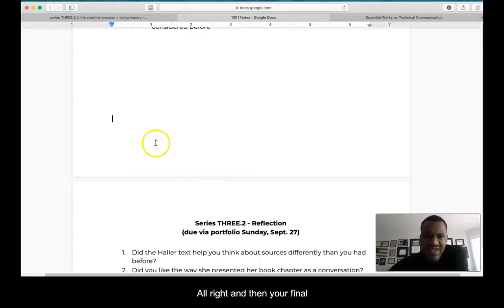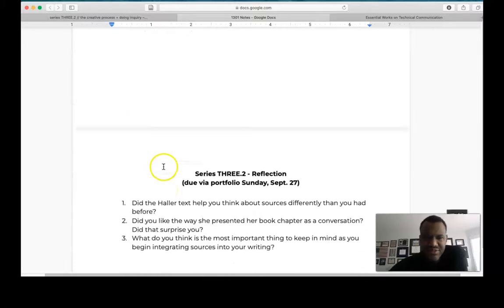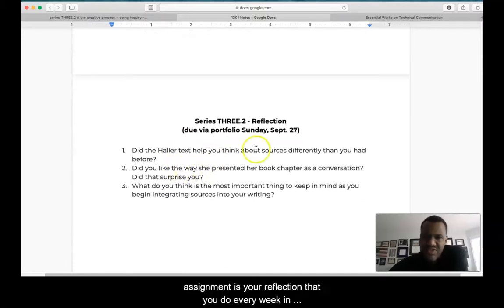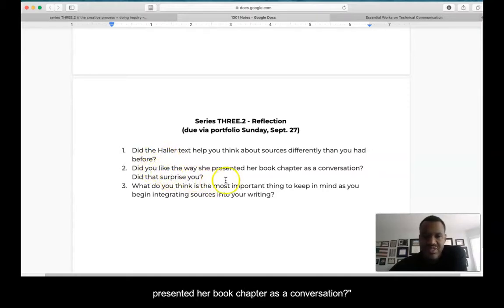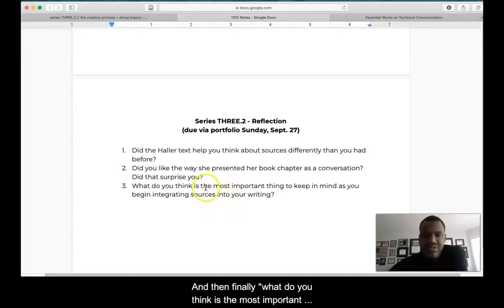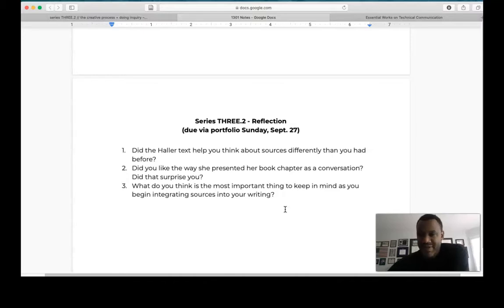All right, and then your final assignment is your reflection that you do every week in your portfolio. So that'll be due next Sunday as well. So once again, you have to read the Holler text to answer this question. Did it help you think about sources differently? And number two, do you like the way that she presented her book chapter as a conversation? And then finally, what do you think is the most important thing to keep in mind as you begin integrating sources into your writing?